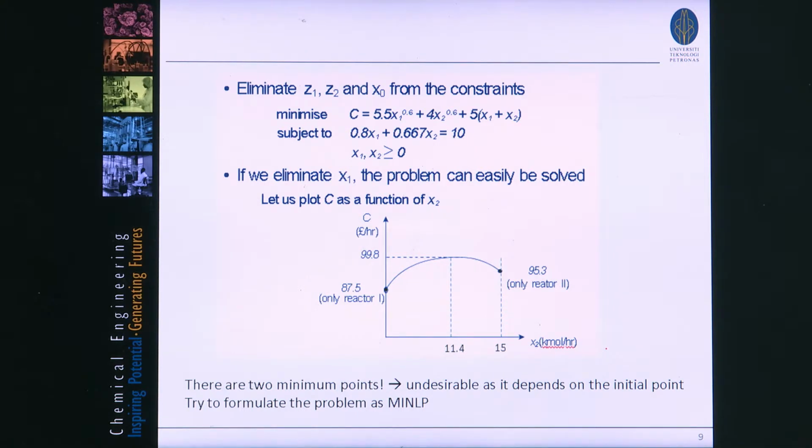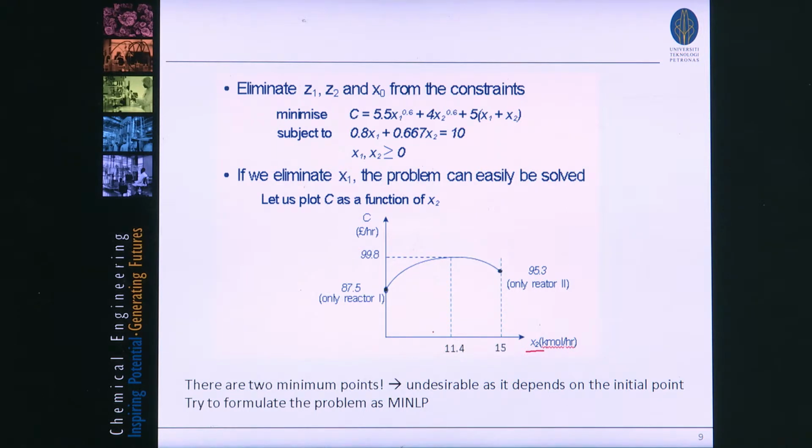So if we eliminate the 3 dependent variables z1, z2 and x0 from the constraints to simplify it, it means we have the objective function as a function of x1 and x2, and we have 0.8 x1 plus 0.667 x2 equals 10 as the constraint. So if we eliminate x1, we do direct substitution. So x1 equals (10 minus 0.667 x2) divided by 0.8. So we will plot then C as a function of x2.